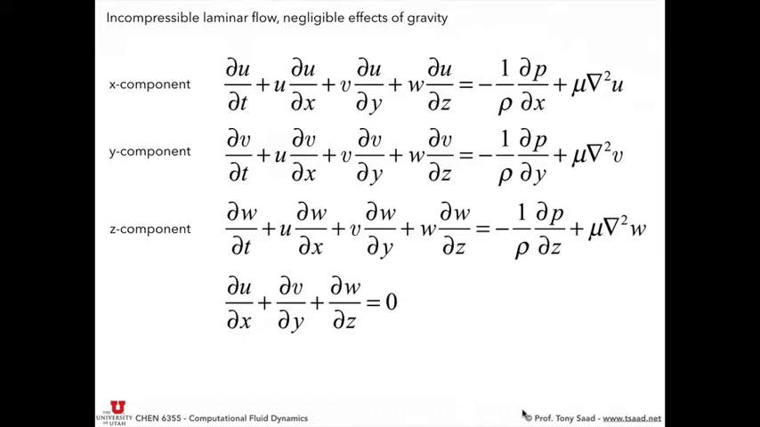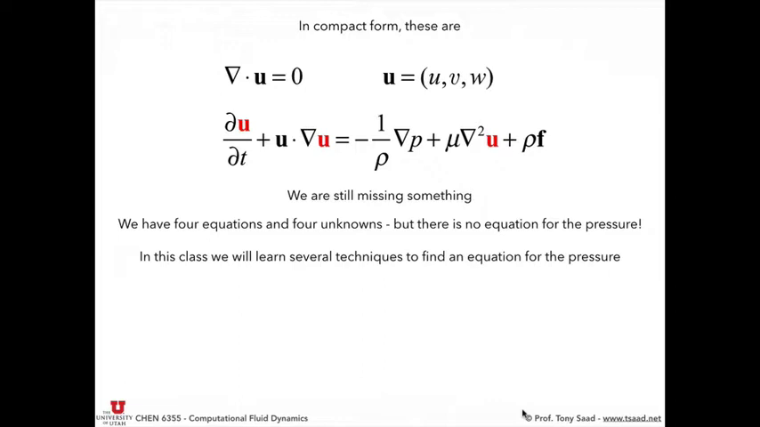This is great. In compact form, we write these in vector form. And you will need to brush up on your vector calculus and all of these good things. But anyway, in compact form, this is how we write the equations. Div u equals 0, that's mass conservation. And the Navier-Stokes equations for the vector velocity u, uvw. So these are three equations.